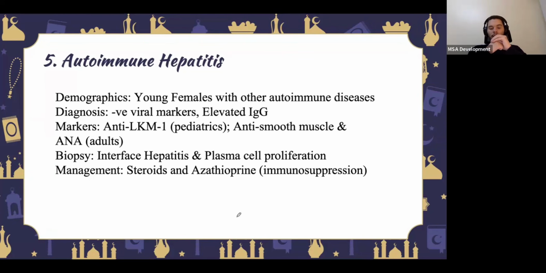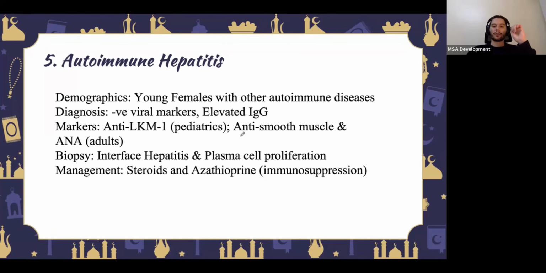Now, taking a look at autoimmune hepatitis. Autoimmune, from its name, the body starts attacking itself. Typically, anything autoimmune, you need to start thinking about females, and it typically affects females, and there are also other autoimmune diseases with it. How would you diagnose it?